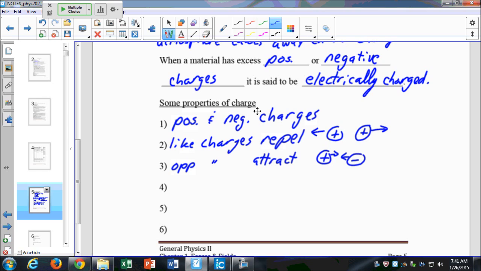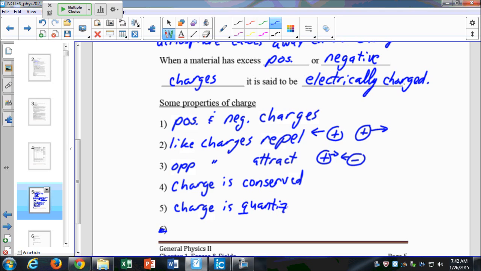Charge is conserved, and then charge is quantized. And there is no 6. All right, for charge is conserved, we talked about this last semester about matter being conserved, mass being conserved. That is that you don't lose mass, or you can't create or destroy matter. The same thing here is that you can't create or destroy charge, that you simply transfer it from one point to another, right? And then charge is quantized.